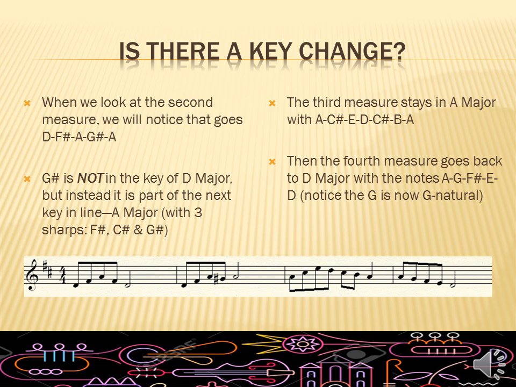Then the fourth measure goes back to D major with the notes A, G, F sharp, E, D. Notice the G is now G natural.